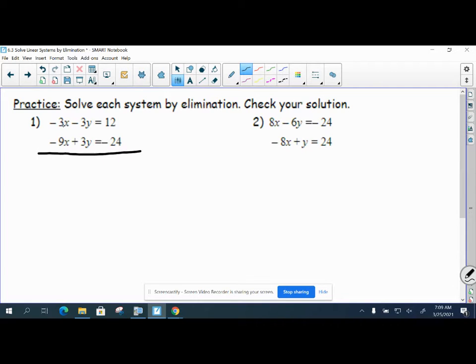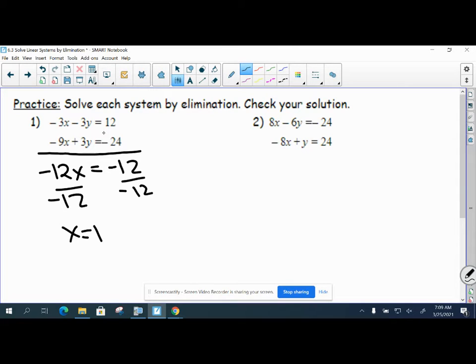So -3x minus 9x would become -12x, and then these two would cancel out, so you wouldn't put anything there, and then equals 12 minus 24, which is -12. So if you divide by -12, you get +1. So then remember that if you get x equals 1, you have to plug it back into the equation to get the y value.